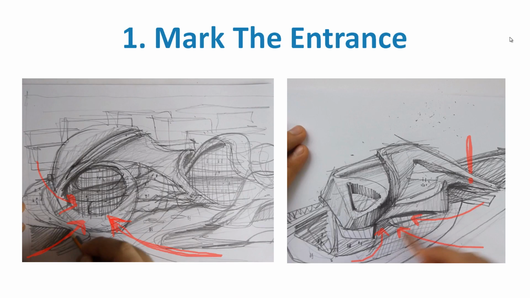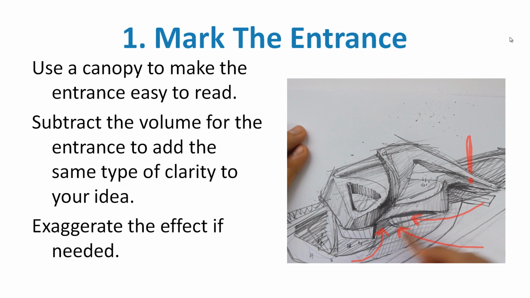So let's mark the entrance. You see there's something that just kind of draws you in, okay? The right-hand side building is obviously most relevant because you've got a fold that obviously attracts you. That's the entrance, okay? Use a canopy to mark the entrance and make it easy to read. Subtract the volume, right? Just make it go in.